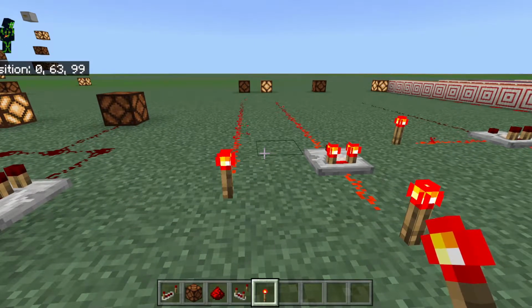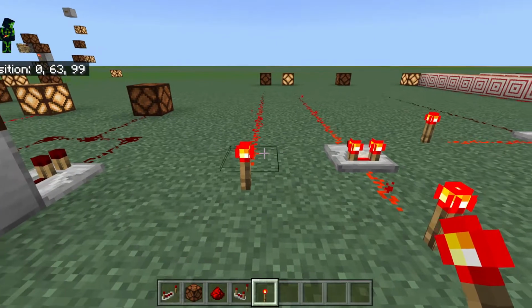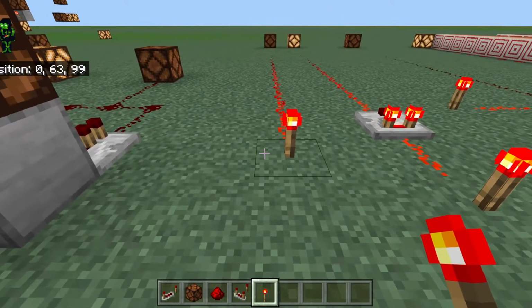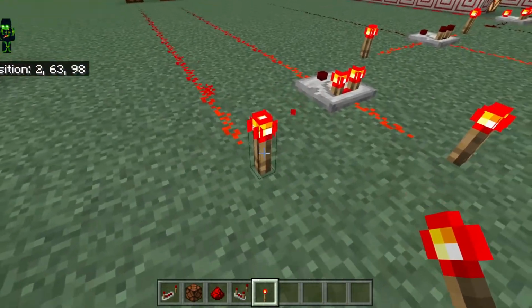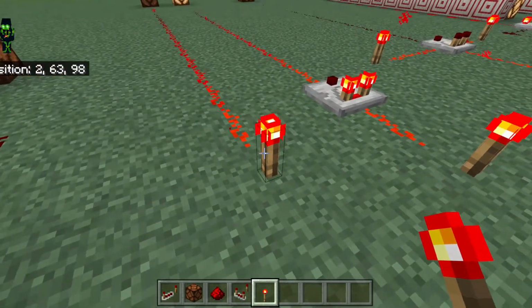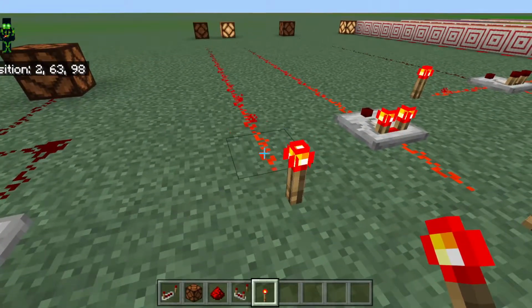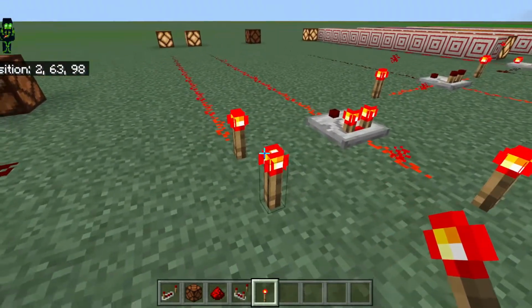The first is maintain. That just means that they maintain the signal that they receive. So as you can see here, those lamps are 16 blocks from here. So this torch can't reach that one. If we move the torch there, it does reach.